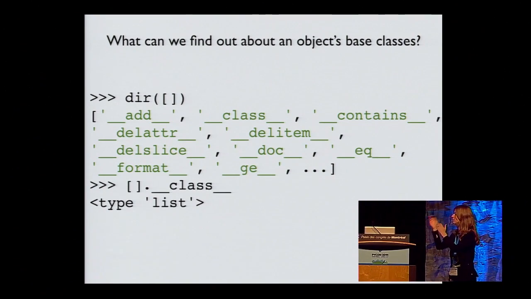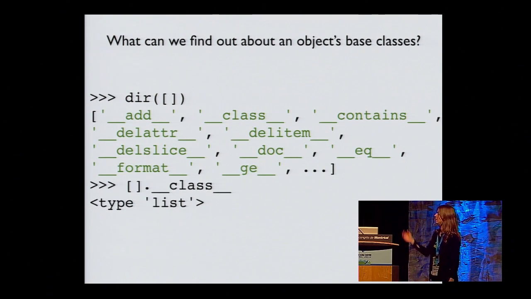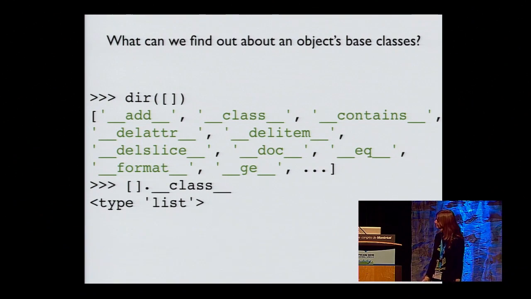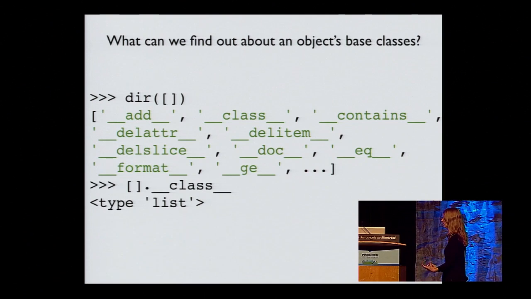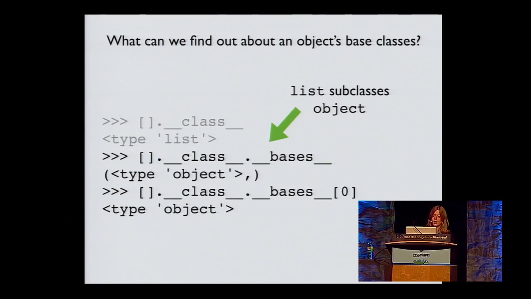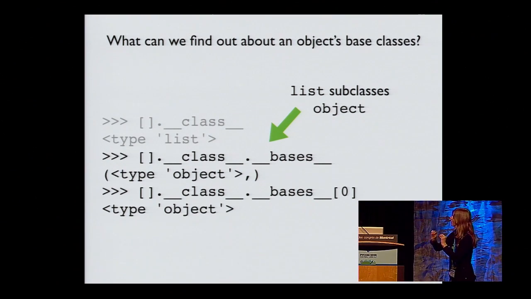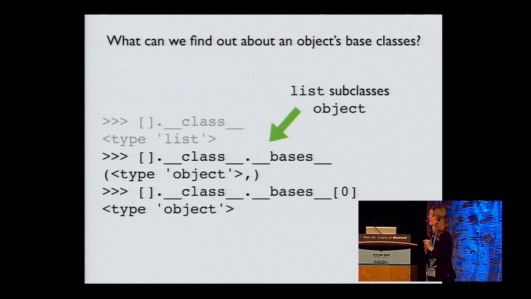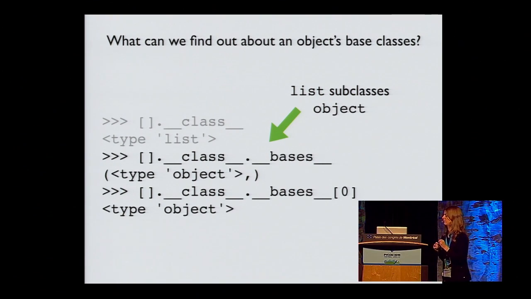So let's take a list. Let's run dir on list. There's all these double underscore methods that I usually just ignore in the dir output. Is there anything interesting in here? Well, there's this class attribute. OK, so list is a type list. Fine. The class attribute has its own attribute bases, which is what the object's base classes are. So in this case, list just subclasses object. Not super interesting.